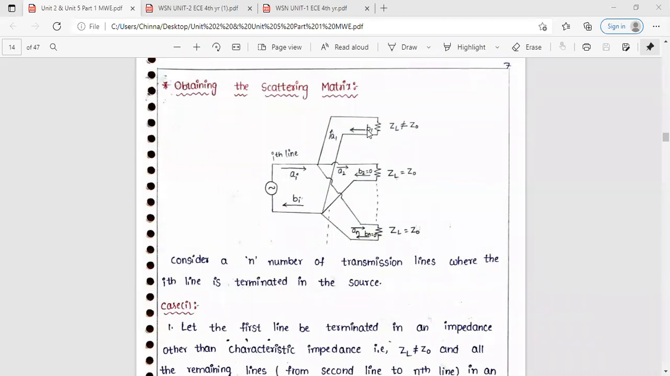Only the first transmission line has a characteristic impedance that doesn't match Z0. The other lines are matched with the transmission lines, so they will absorb whatever signal is obtained from the source. That is the representation here.